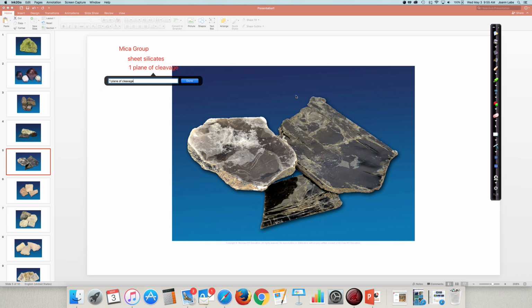They're called sheet silicates. If you look at the biotite, you can see it's folding up. These break in sheets very, very easily. You can see they look layered. That's basically the ionic bonds between the sheets of the covalently bonded silicate tetrahedrons. And so biotite is the most common ferromagnesian of this group.